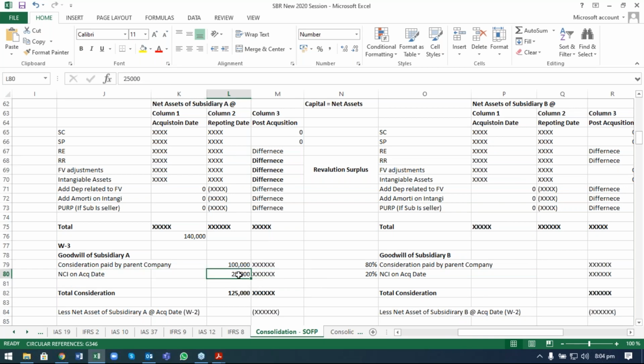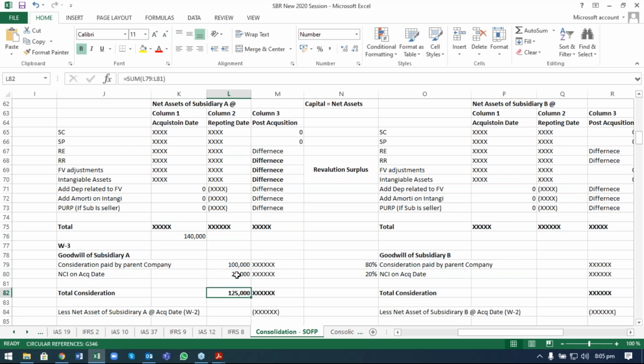If cost model is used, if fair value model for NCI is used, or full goodwill method is used, then NCI is most probably given within the question. Like right now we have a question. In this question, NCI was already provided. If a cost model is used and fair value of NCI was not provided, we have to take the net assets of subsidiary at acquisition date, multiply by the NCI percentage to find out what is the value of NCI, right?